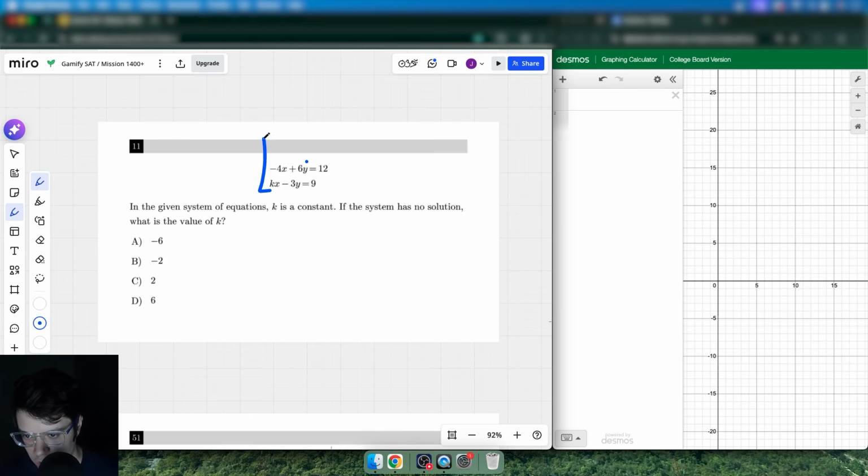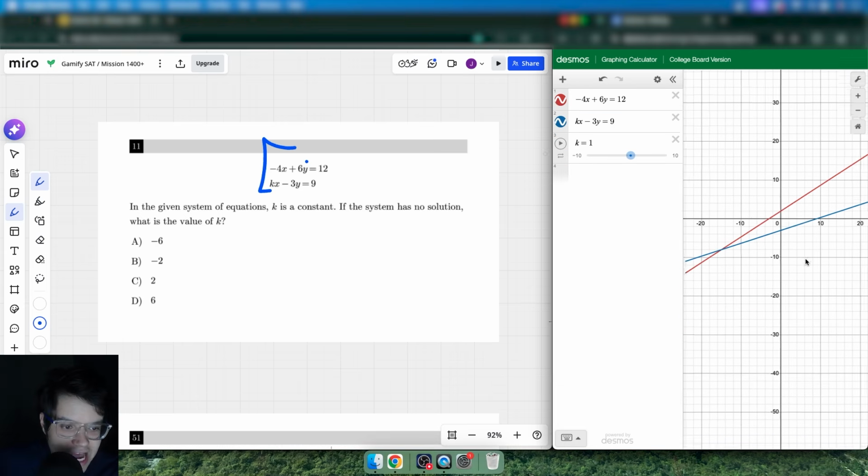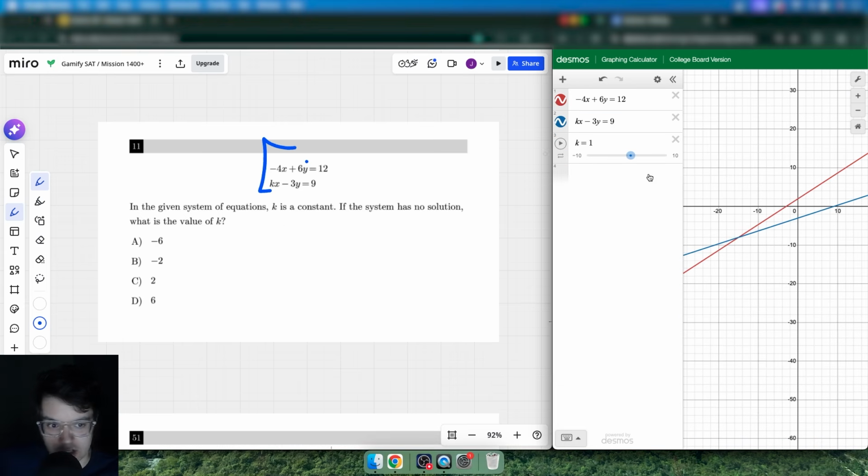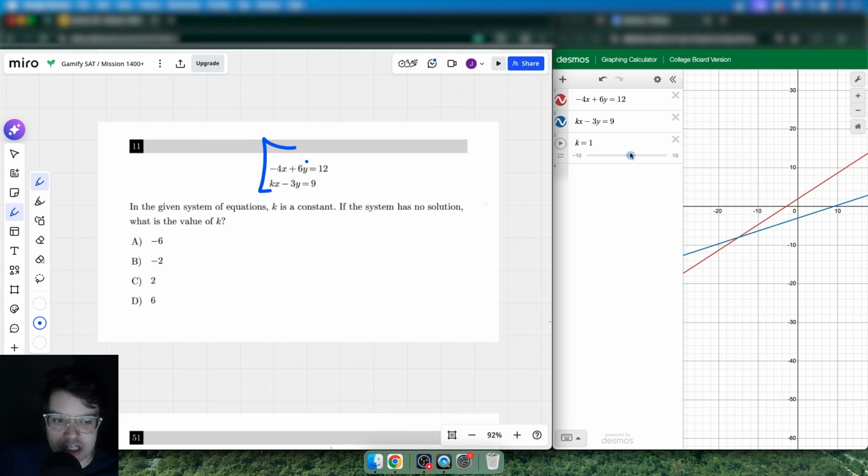A couple just slightly harder systems of equation stuff here. Let me show this one here. So we have a given system of equations with K being a constant. If it has no solution, what is the value of K? So we see here we can do something like that, and we're trying to see where do these never touch a single time. For this one, I could move this slider around, but it's kind of inefficient because I can just go ahead and plug these stuff in.